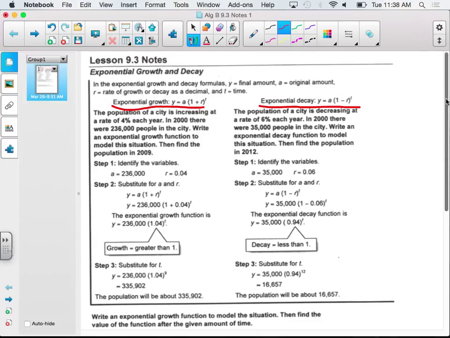So on that note, what do you think the 1 minus r means? If it's lower than 1. It's going to go down at a percent rate, right?